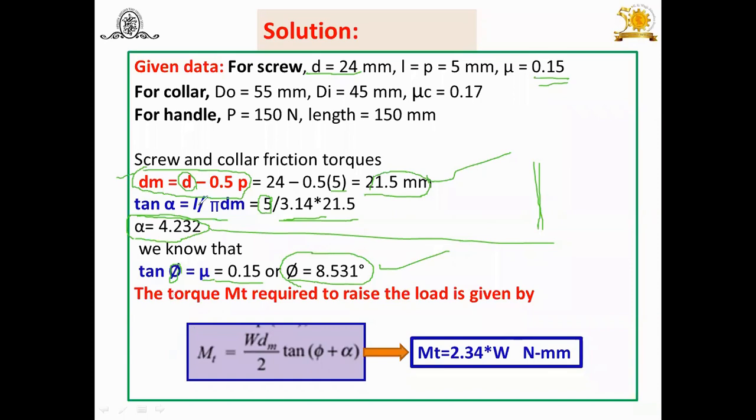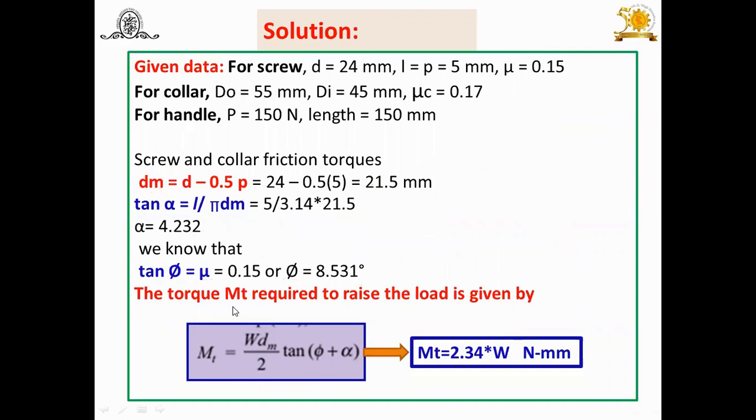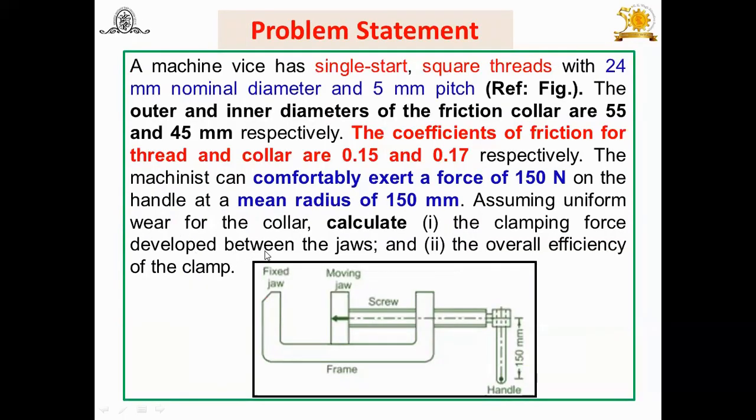Once you know the mean diameter, the helix angle alpha, and the friction angle, what do we have to do? Once again, in the problem statement, what is mentioned is to find out the clamping force. Clamping force means how much is the W required. By rotating this screw, we are exerting some force, and that is W. That we have to find out, W. Okay, then next, let us see.